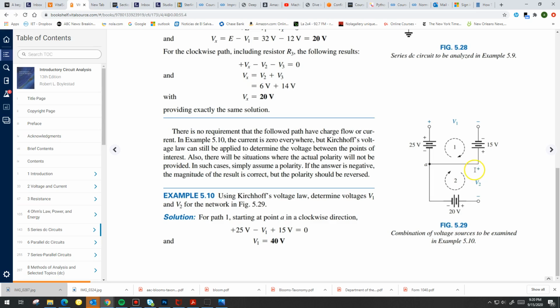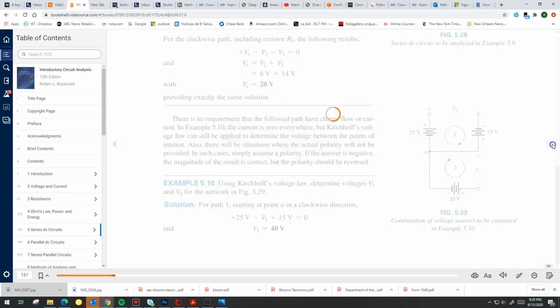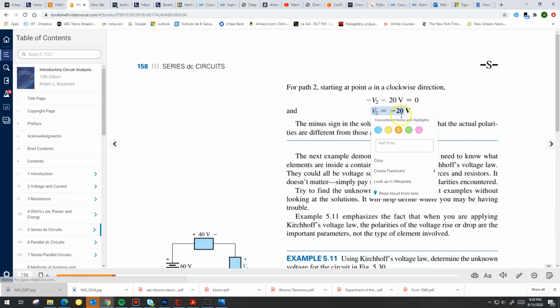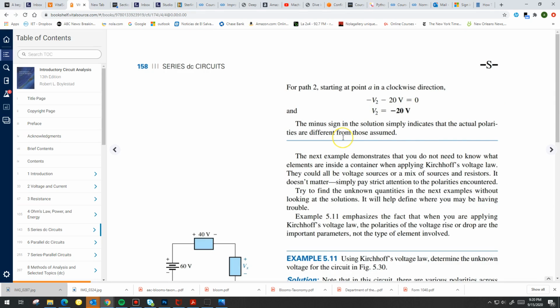Because again, assuming that they don't tell you, like in this example, they indicated the polarities. But if you didn't know the polarities and you measure in this way with the positive lead here and the negative lead here, and the result is negative, it just means that the actual polarity is different from the one you assumed. Okay, no problem.